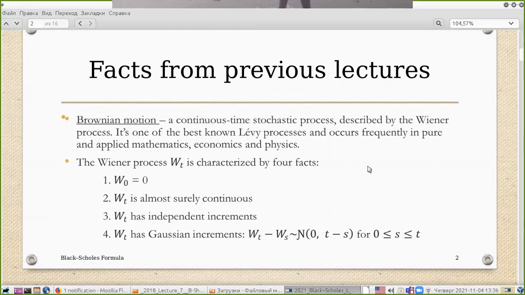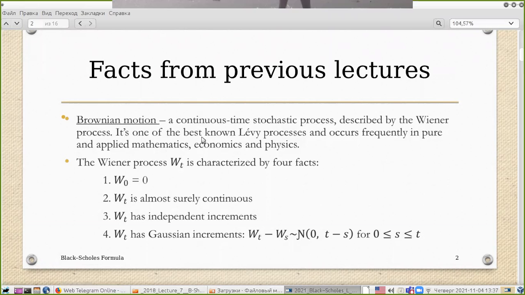You remember that for modeling stock prices, because stock prices fluctuate at any given moment, driven by the balance between demand and supply, we consider stock prices as a stochastic process, and we would like to model it using Brownian motion. So, what is Brownian motion?